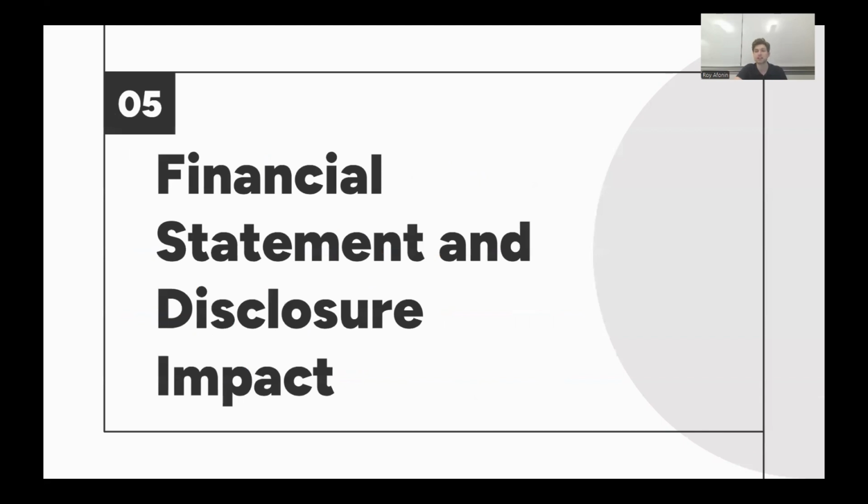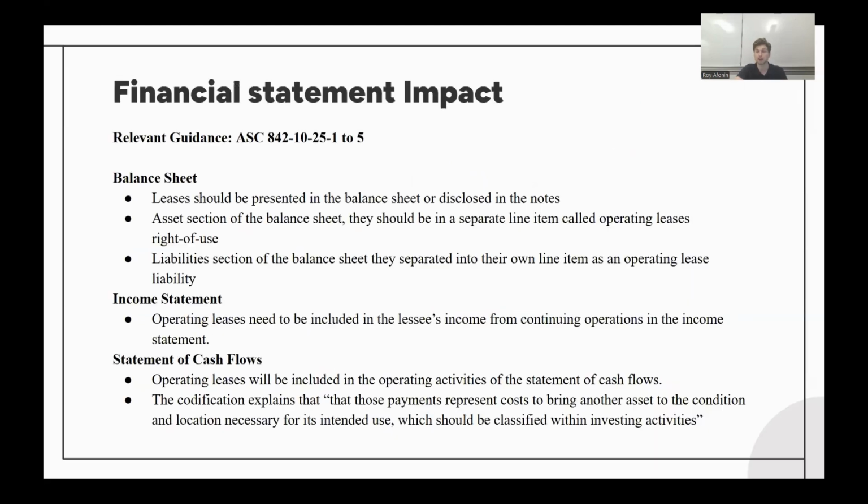And so for the financial statement and disclosure impact. So for the financial statement impact, our relevant guidance is 842.10.25.1. And for the balance sheet, we need to have a separate line item called operating leases right of use. And for the liabilities section, we have again our own line item, and they will be called operating lease liabilities. And the income statement, they need to be included in the lessee's income for continuing operations. And for the statement of cash flows, they need to be included in the operating activities of the statement of cash flows. But there is a case where it could be part of the investing activities as well, as you can see below.